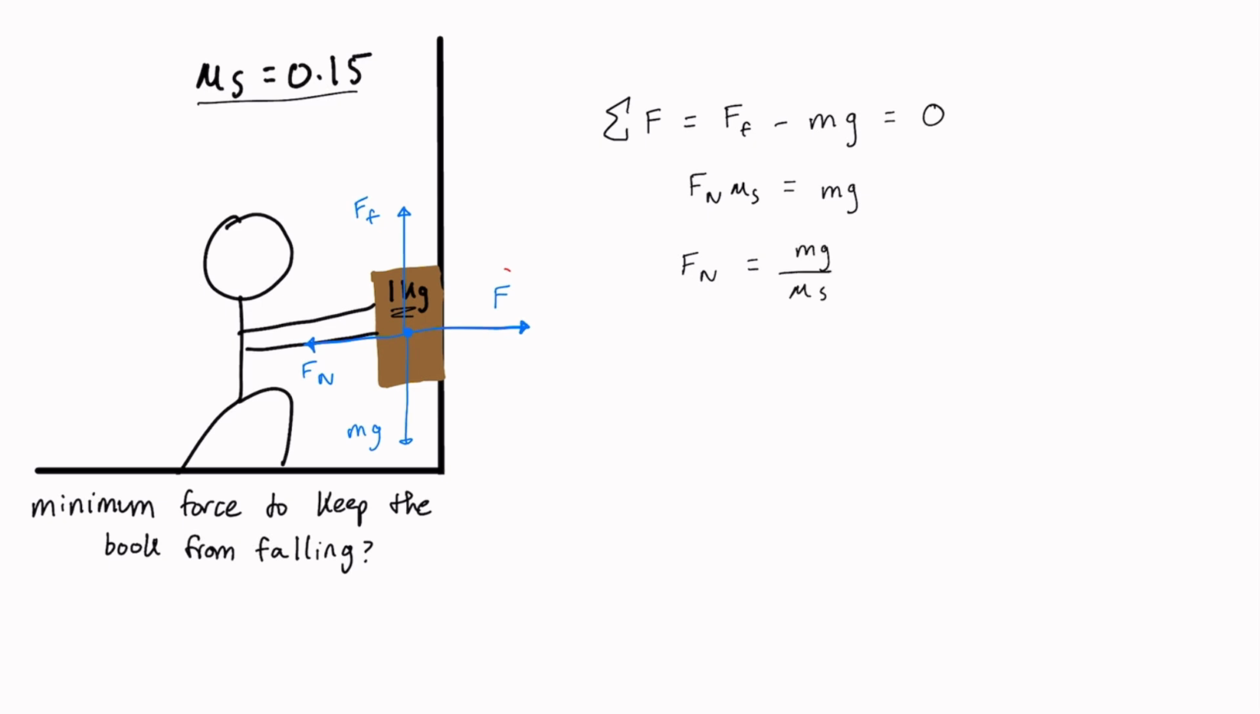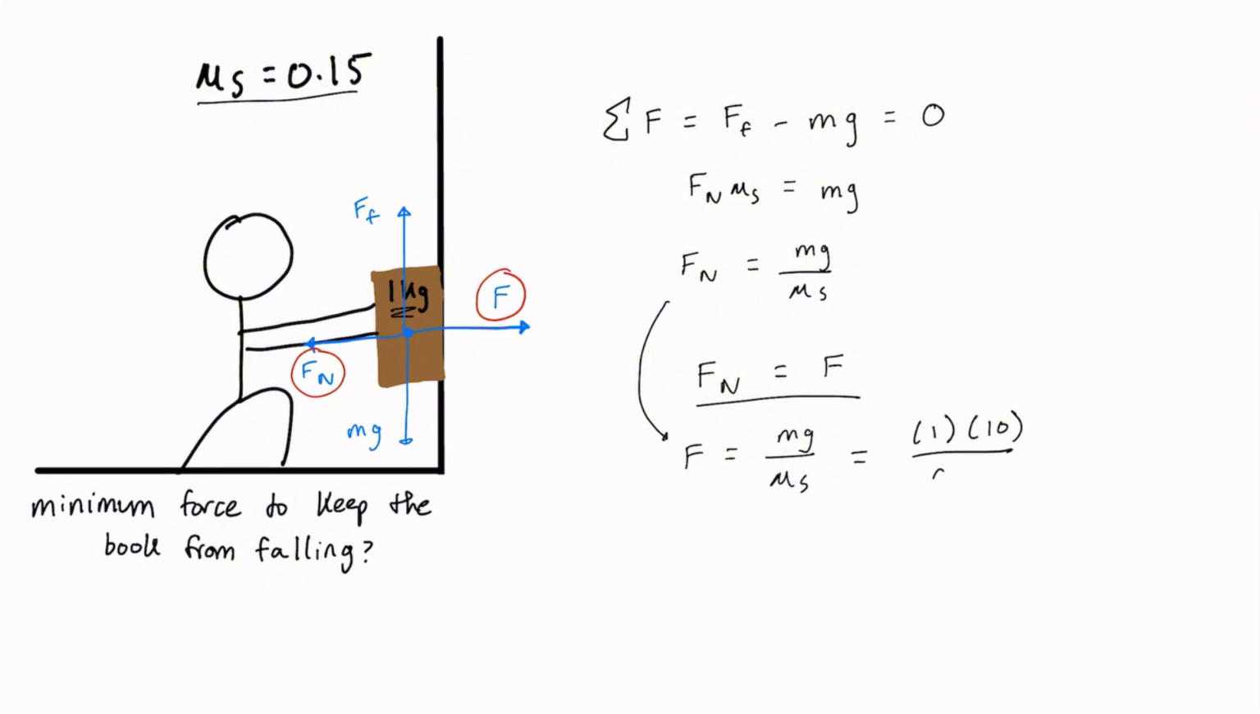In this problem, we know that this force F and Fn are equal to each other because in this frame, the book is not accelerating to the left or to the right. So we can say that Fn is equal to F. We can now replace Fn with F and set it equal to mg over mu s. By plugging in for m, which is 1, 10 for g, and 0.15 for mu s, we get that the force required to keep the book up is 65.33 newtons.